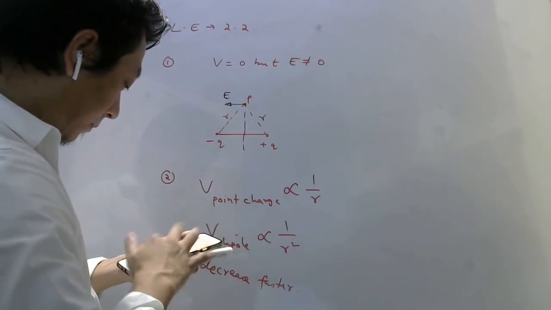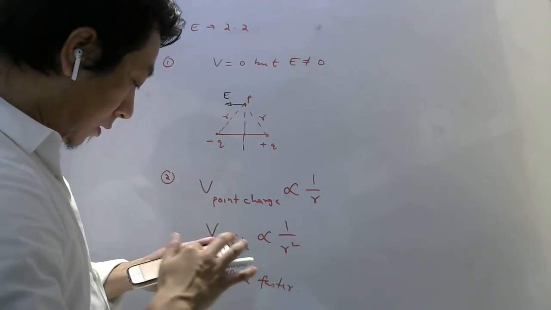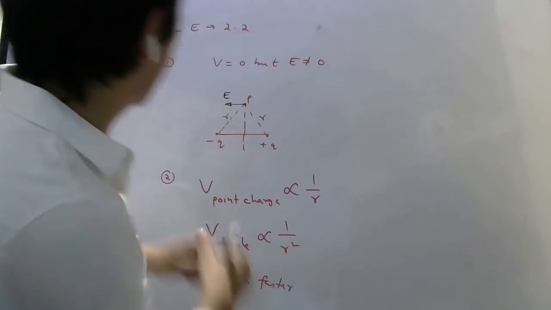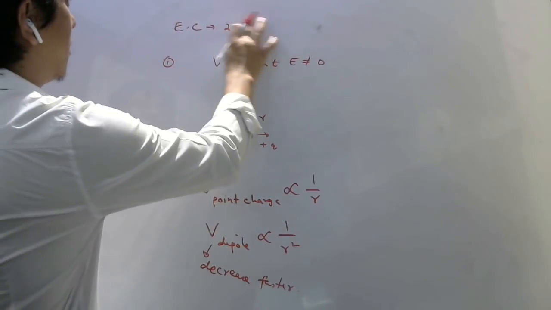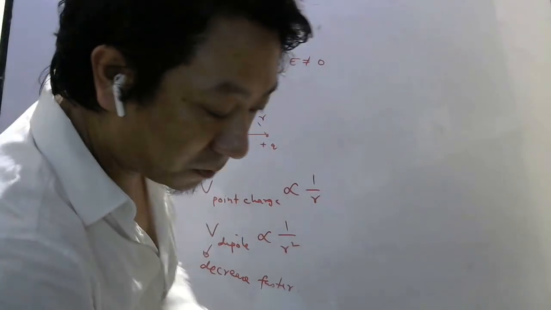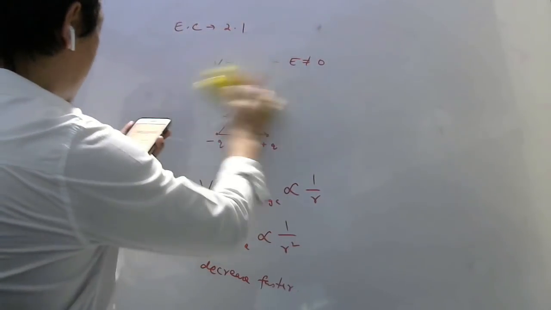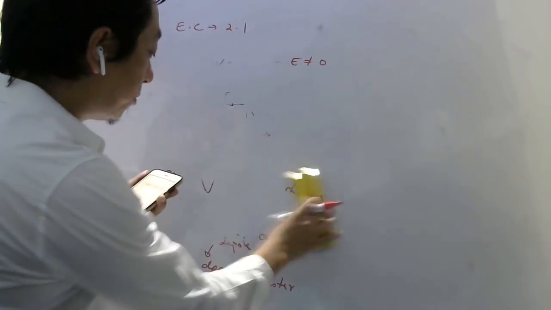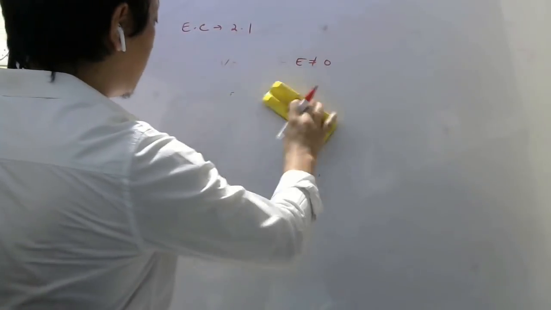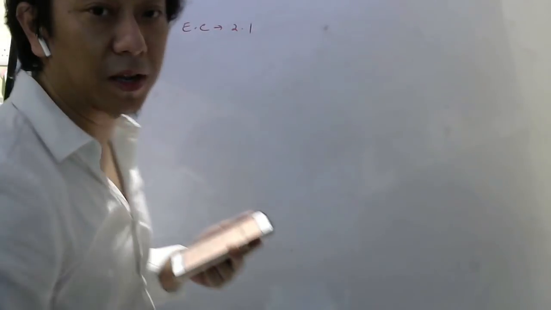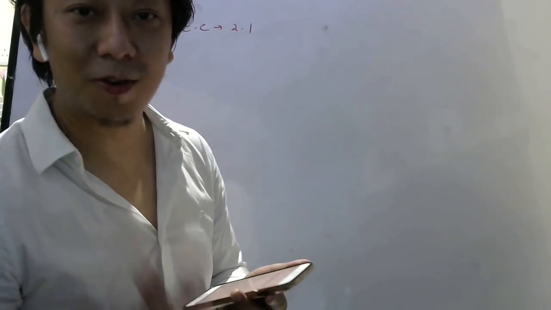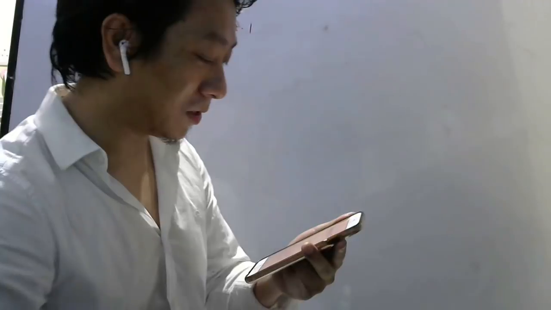Now let us see exam corner 2.1. Exam corner, not entrance corner. So the first question is, the electric potential is constant in a given region. Electric potential, the symbol is capital V. It is constant in a region, they are saying. What can you say about the electric field? If potential is constant, you already know the electric field is 0. So the first answer is 0.